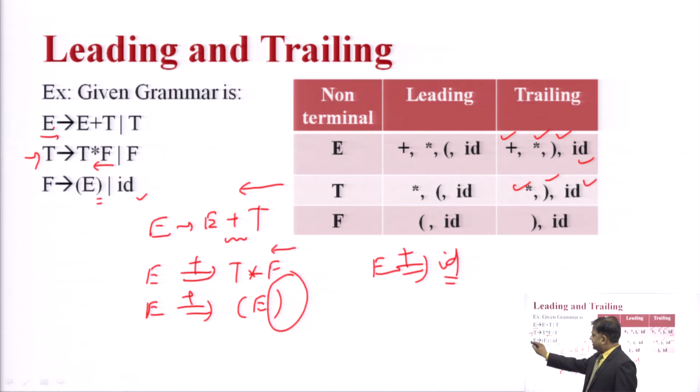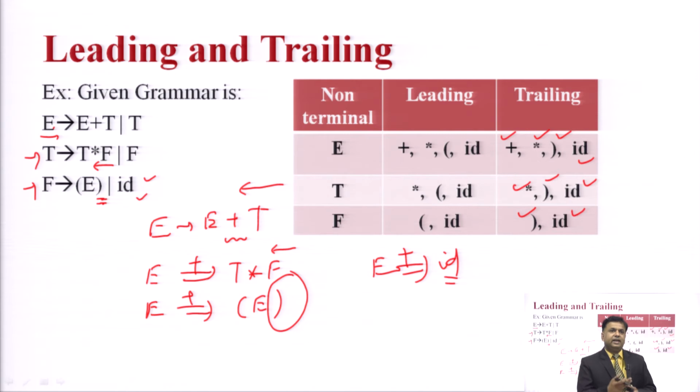Next is the F. What is the set of trailing of F? So the production derived from F is F drives E, that is F drives E. So what is the last, or the first terminal from the back? The first terminal from the back is only the closing bracket and the first terminal from the back, that is ID. So this is the set of closing bracket and ID which can be derived from the F. So this will be the set of the leading and trailing.